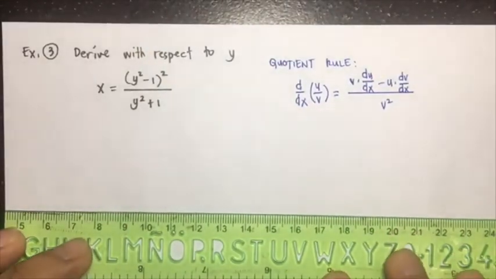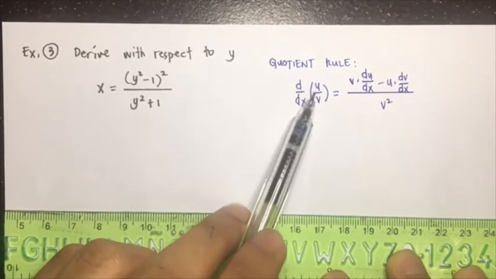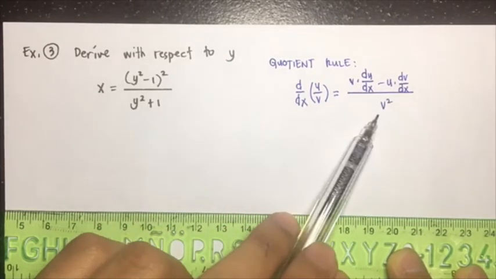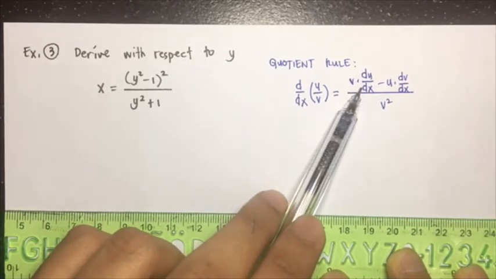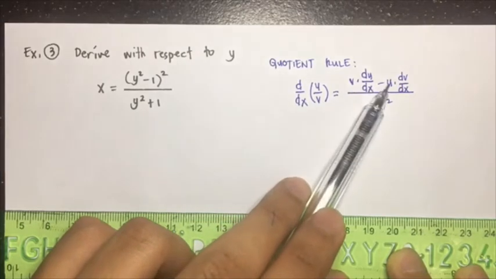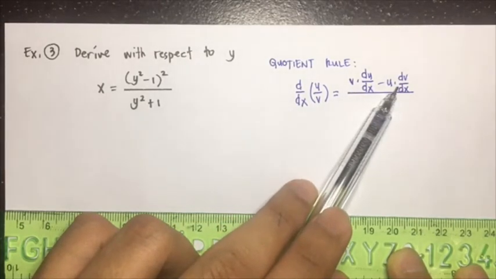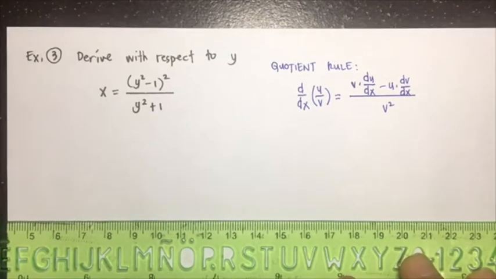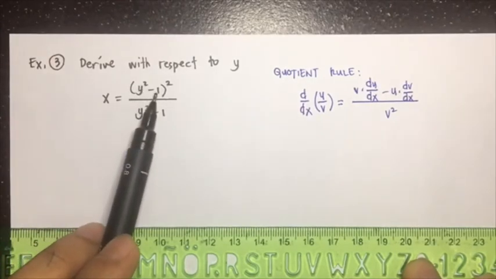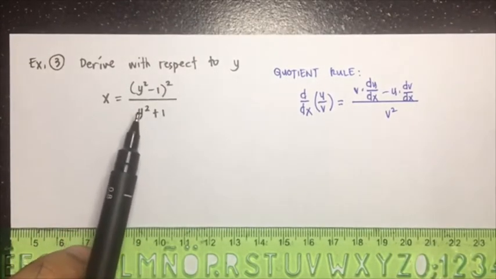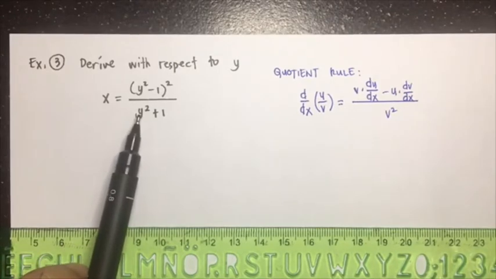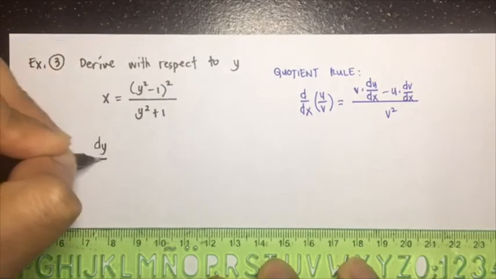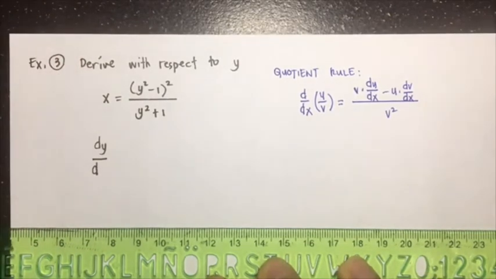So the derivative of u over v with respect to x is equal to v du over dx minus u dv over dx over v squared. That means denominator multiplied by the derivative of the numerator minus numerator multiplied by the derivative of the denominator, over the denominator squared. For this problem, our u is y squared minus 1 squared, and our v is y squared plus 1.